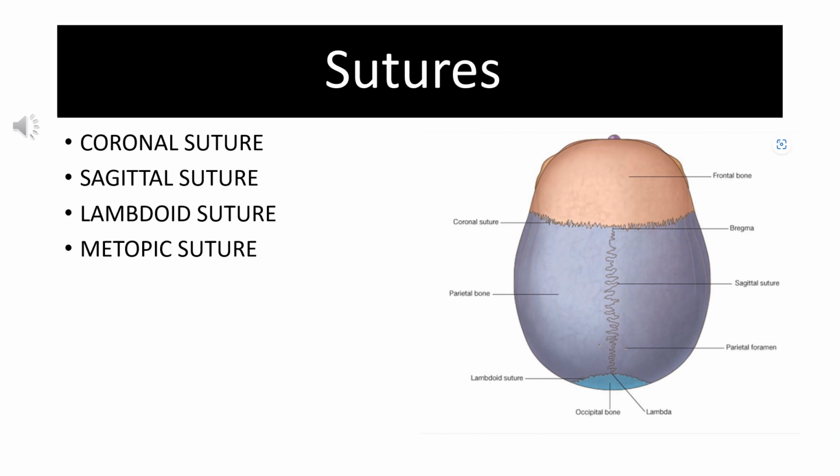So next, the sutures that we can see from the superior view are the coronal suture, and then sagittal suture, lambdoid suture, and metopic suture. We will study in detail about these sutures further.